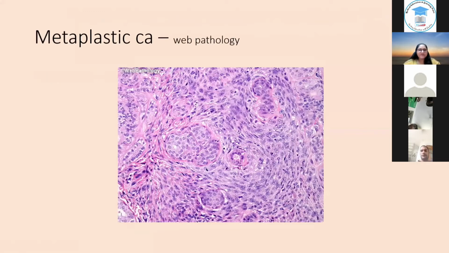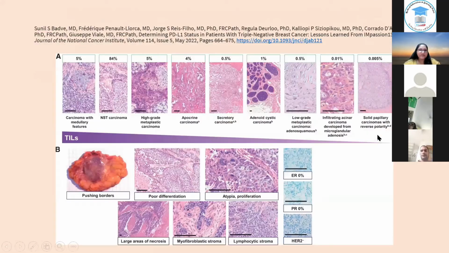Okay, so this is a picture I took from the web. This is a case of metaplastic carcinoma. As I told you, the third most common morphological type, which comes in the category of TNBC. So this is a beautiful picture from this reference. We have to see it very nicely when we go from left to right. These are carcinoma with medullary features, NST high grade, apocrine, secretory, adenoid cystic, low grade.